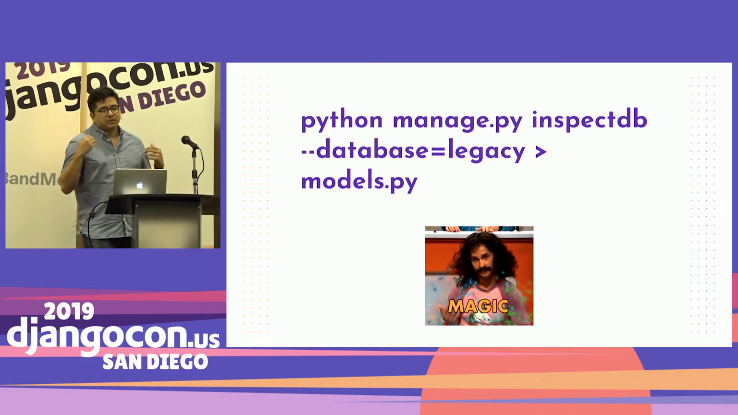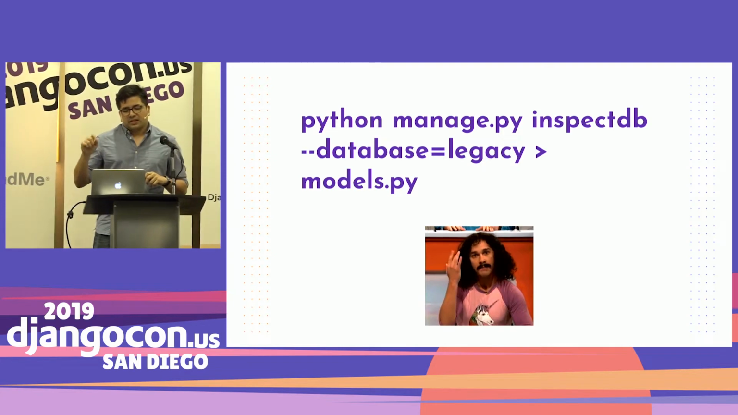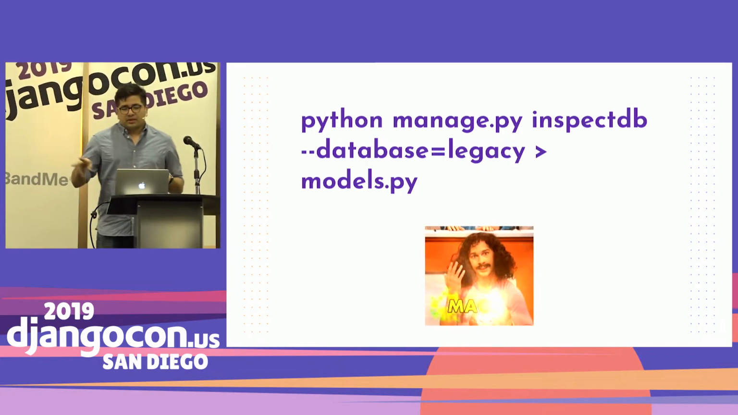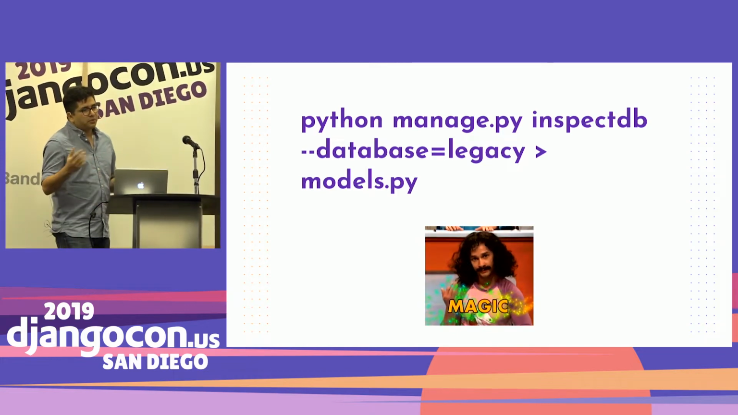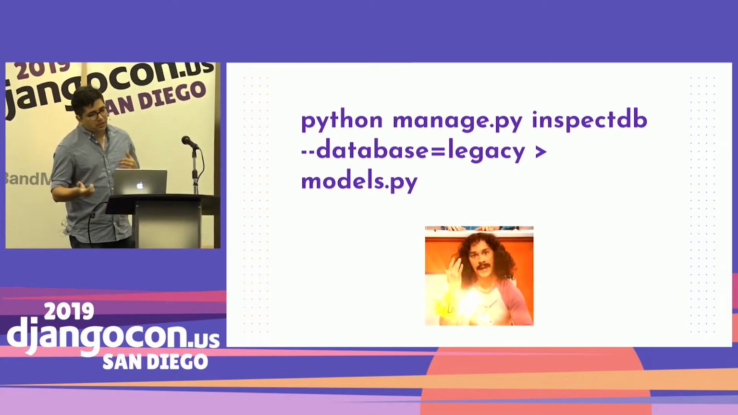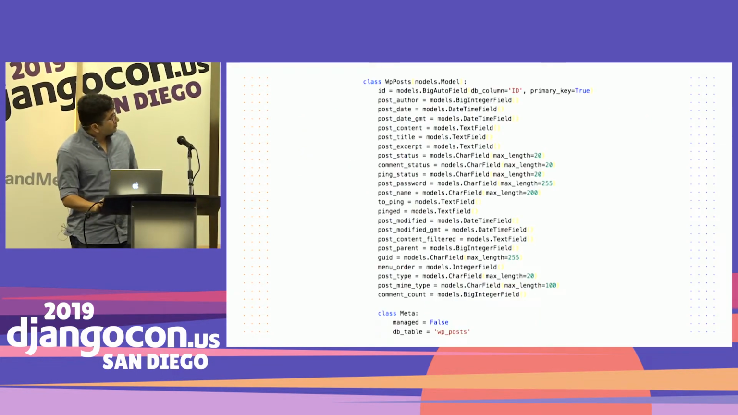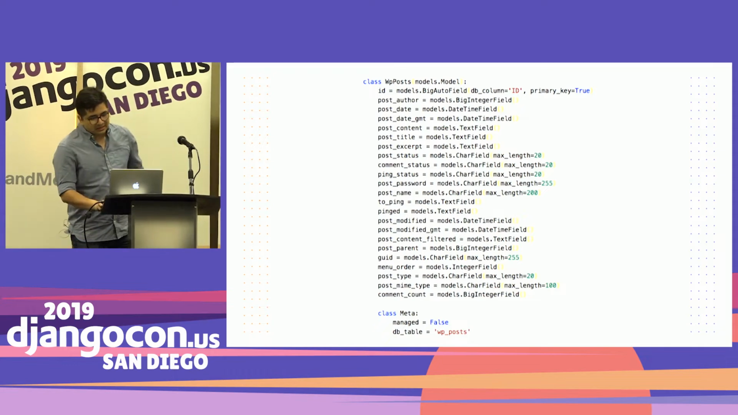We start to do the manage.py inspectdb, database equals legacy, and then with the greater than sign, you can redirect that output to the models.py file. So you'll have something like this. This is the structure for just one table, but normally the models.py is huge depending on the database size.